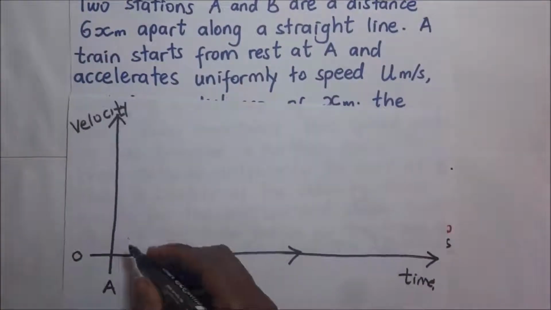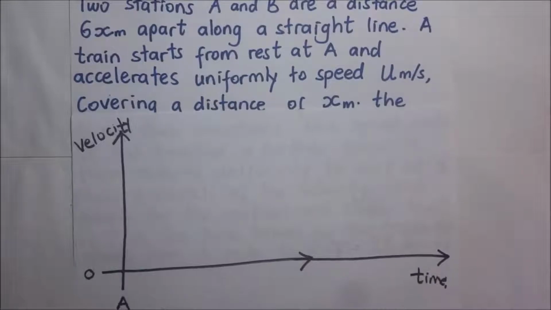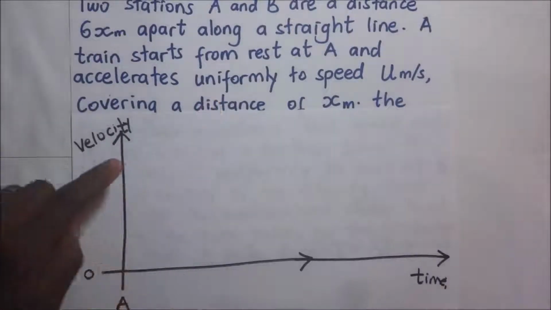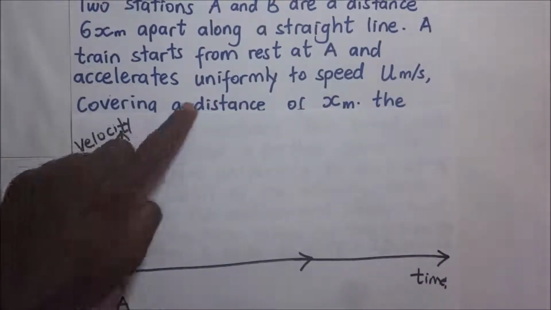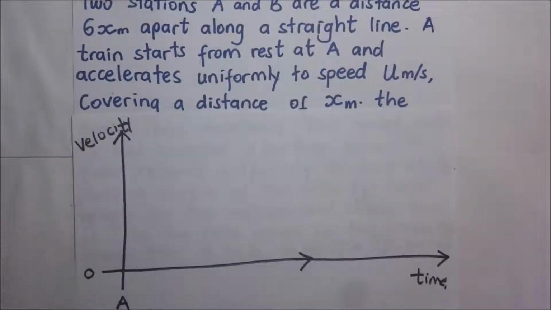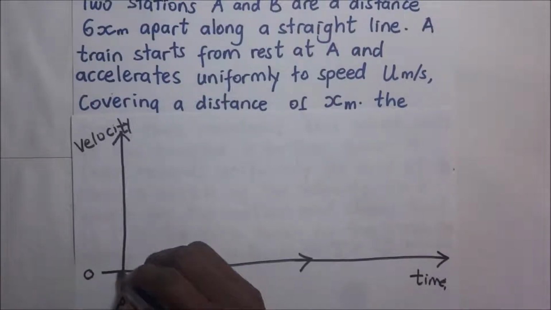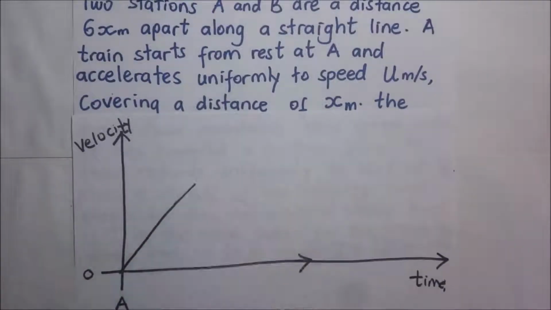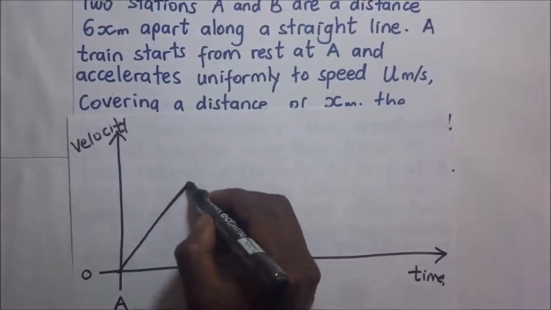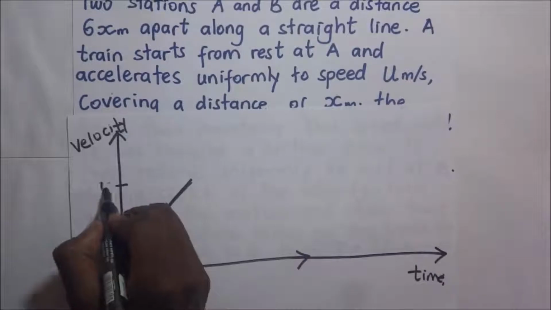second. If it's accelerating uniformly, remember by definition from our theory that acceleration is the rate of change of velocity. So if an object is accelerating uniformly, it means the rate at which velocity is changing is uniform. So it accelerates uniformly up to a certain speed, u meters per second.